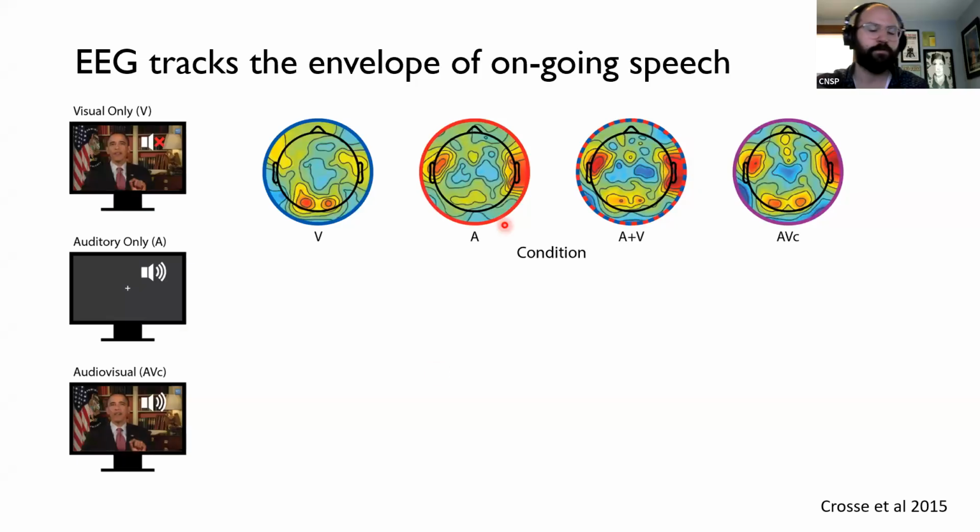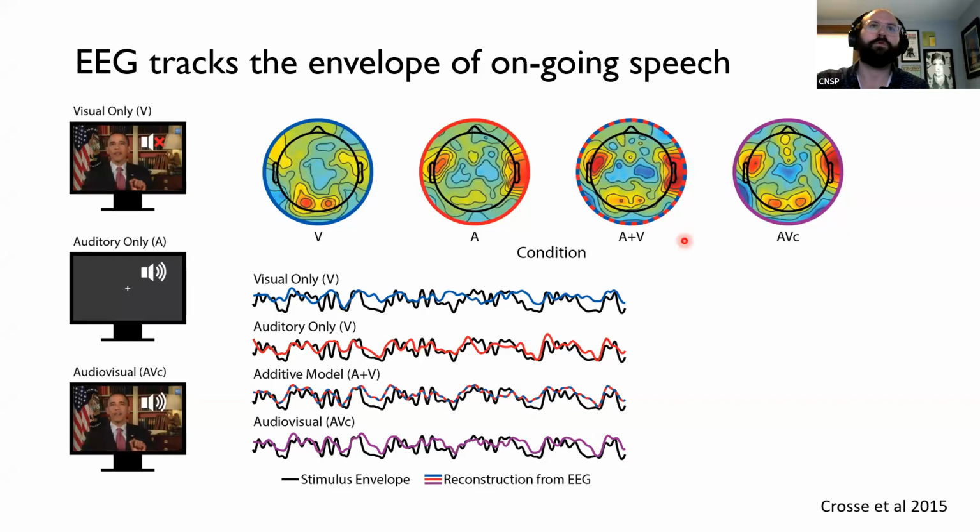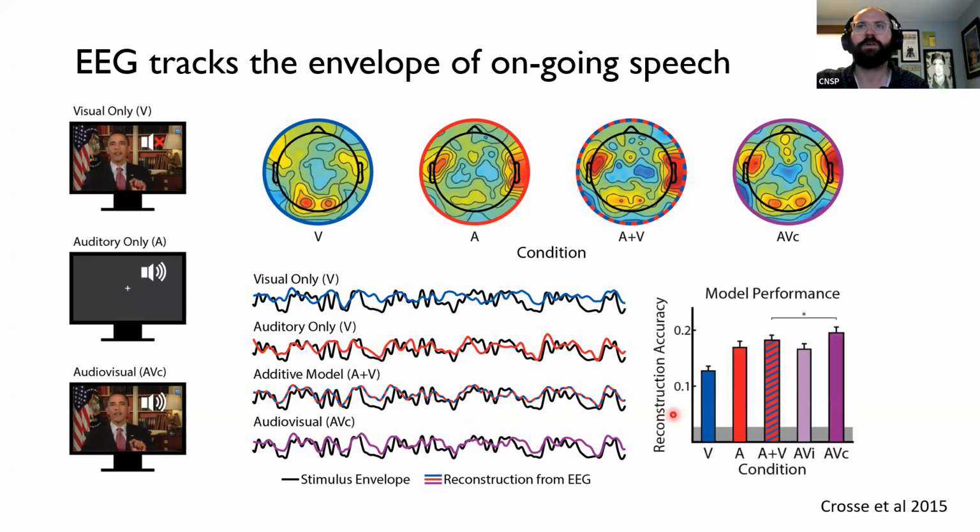So this is getting at a sort of multisensory phenomenon where we test the audio-visual responses against audio plus visual unisensory responses. And what we find is that when we're reconstructing the stimulus, the visual model and the audio only model do fairly well. But when you combine them, they get better at reconstructing the stimulus. And when you fit them on audio visual stimuli, it gets even better still.